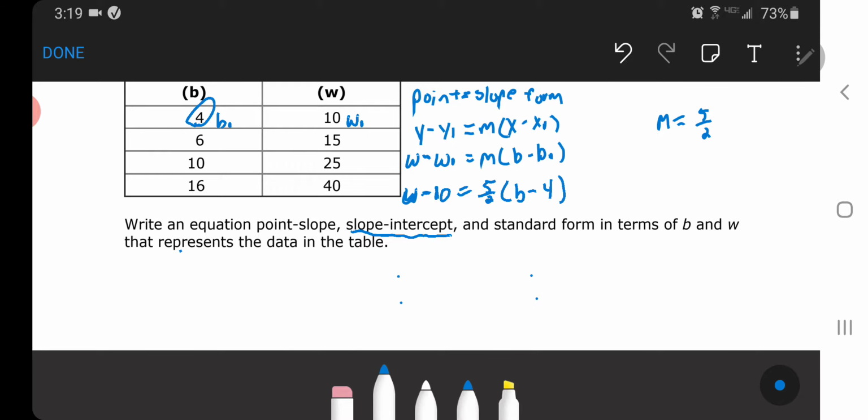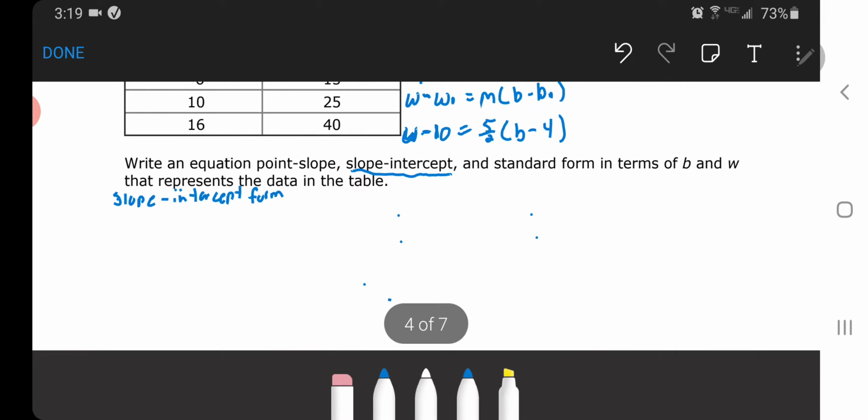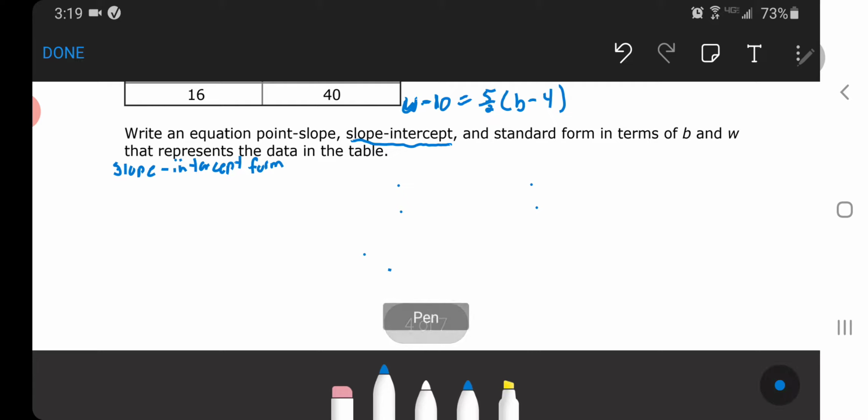Okay. In order to take it to slope intercept form, we can just use our point slope form that we found and distribute out that slope first. So let me go ahead and go over here, rewrite it. We're going to go slope intercept form over here. Okay. Let me make sure I can still see this. Move up a little. Since I got my equation, give myself some room. Okay, so slope intercept form. I'll rewrite that point slope form that we found. w minus 10 equals 5 over 2 times b minus 4.